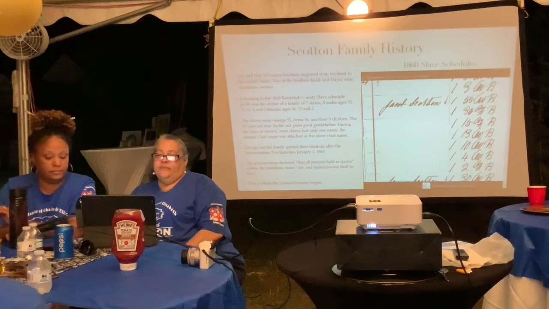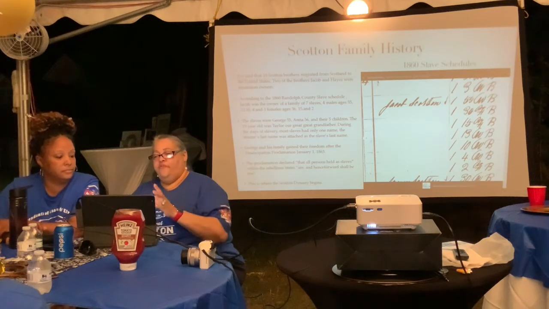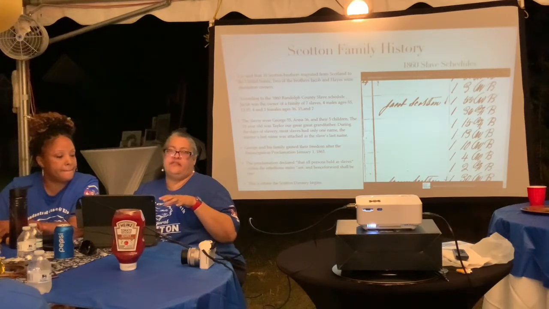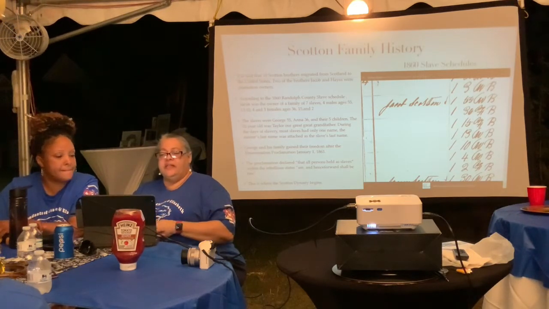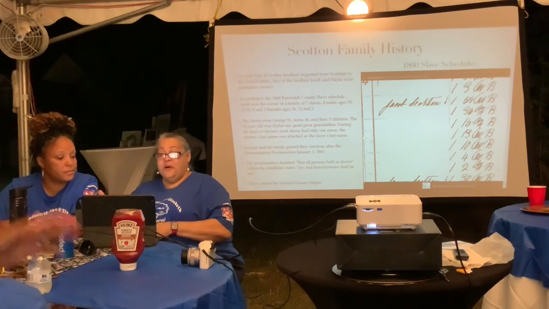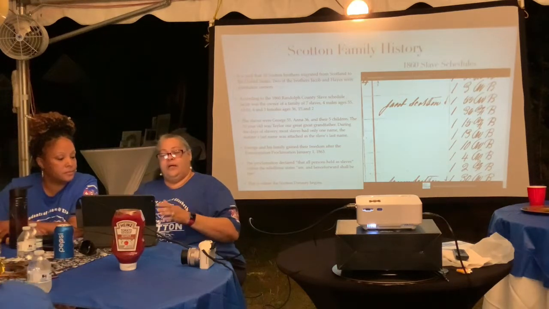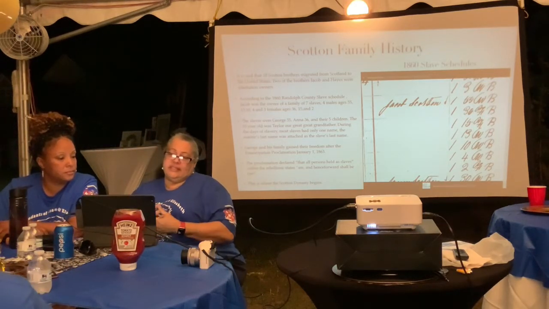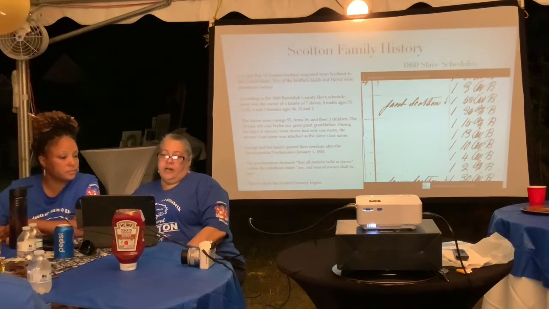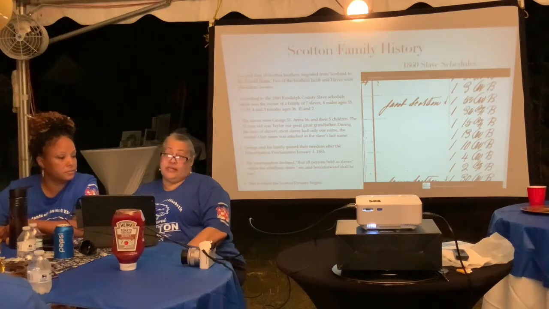Okay, when I was going back to look for the history, Faye gave me a book that was the 19th anniversary for the Scotton anniversary in 1997. Some of the information I got from that, some from Ancestry.com, and some from interviews, because I interviewed Mama about some of the stuff with Granddaddy. As it says, it was said that there were 10 Scotton brothers that migrated from Scotland to the United States. 2 of the brothers, Jacob and Hayes, were plantation owners.